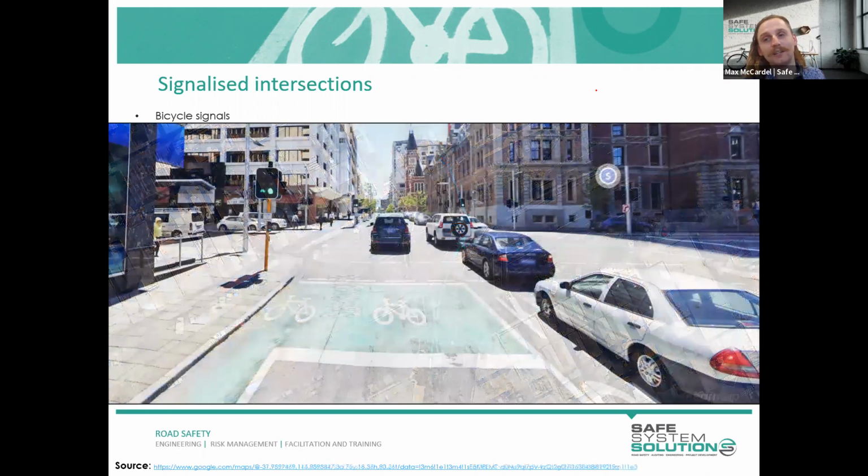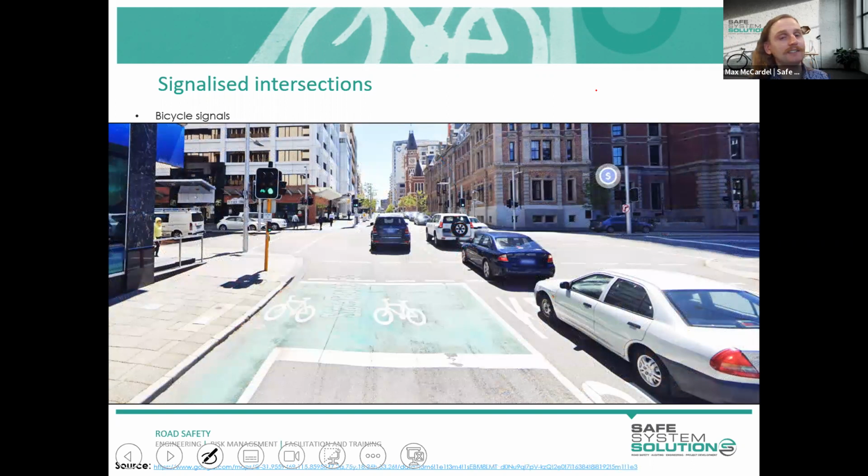Another kind of sensible innovation within this space is just including the bicycle lanterns within the traffic light face itself. So rather than have two separate poles or facilities or faces, you've just got one, which makes sense. This is in Perth for those that are interested.